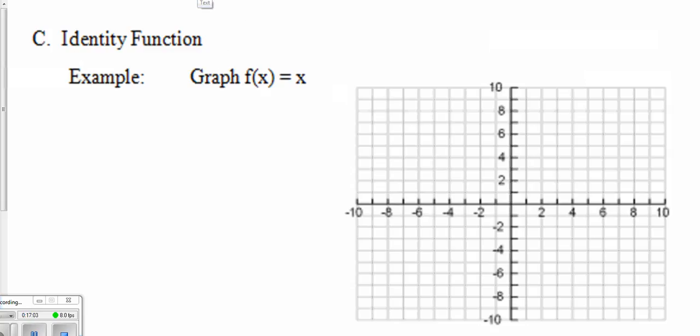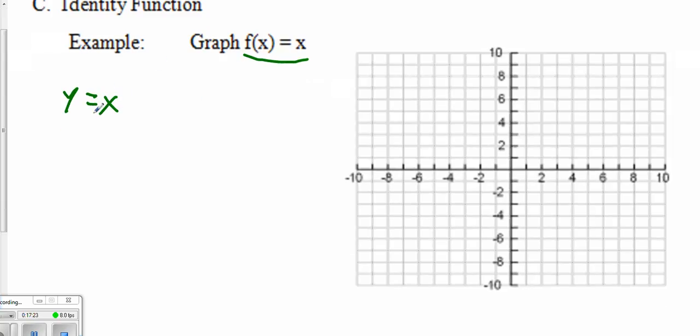This one is essentially a mirror. There's only one identity function, and it is right here. F of x equals x. It's called identity because whatever you plug in is exactly what you get out. So it's the same as saying y equals x. If y equals x, we can just plug in some values and see what works. If we plug in 0, we get out 0, so 0, 0. If we plug in 1, we get out 1. If we plug in 2, we get out 2. If we plug in 3, we get out 3. If we plug in 4, we get out 4.